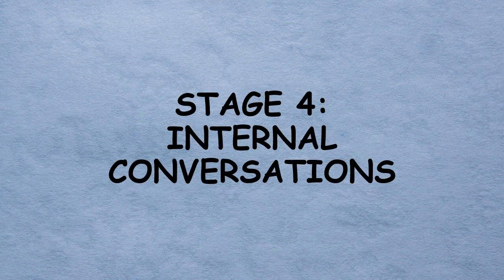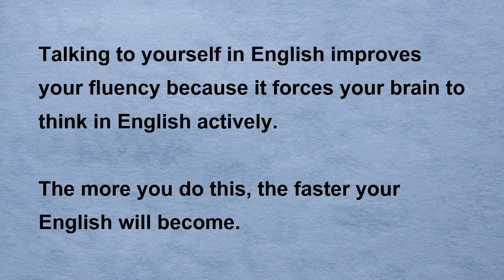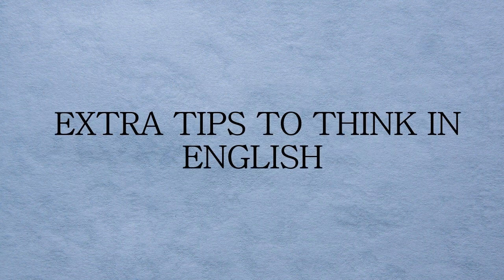Stage 4, internal conversations. Finally, practice having full conversations with yourself in English. Imagine you're talking to a friend. For example, when you are cooking, ask yourself, "What am I making today?" Then answer, "I'm making pasta. First, I will boil the water." Talking to yourself in English improves your fluency because it forces your brain to think in English actively. The more you do this, the faster your English will become. You can also use voice recording apps to record yourself speaking and then listen back to see how natural your speech sounds.